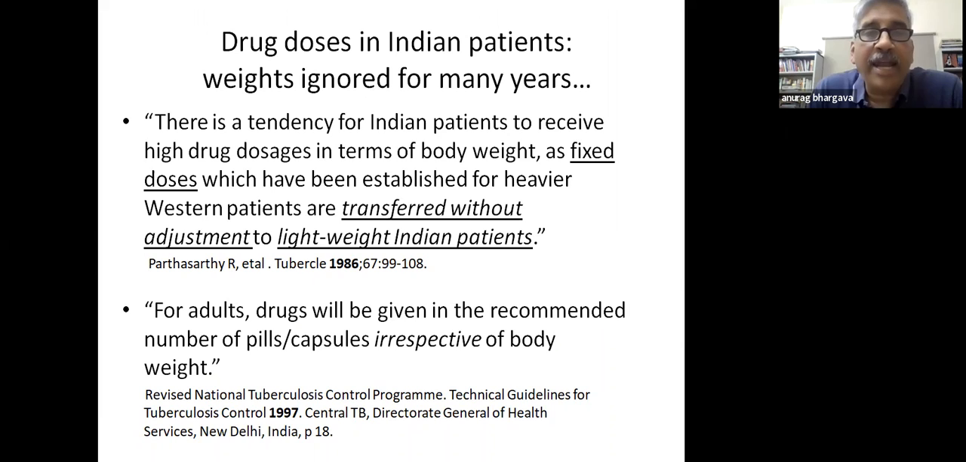Not only was diet not available to patients, but drug doses in Indian patients, in terms of weights, were ignored for many years. And this was pointed out again by a study from what was at that time called the Tuberculosis Research Center, Chennai, now NIRT, which pointed out that Indian patients were receiving much higher doses, which had been established for Western patients without adjustment. And in this national program document in 1997, of course, there have been corrections later, but initially all adults were given the same dose irrespective of body weight.